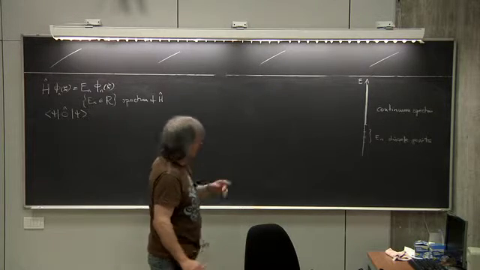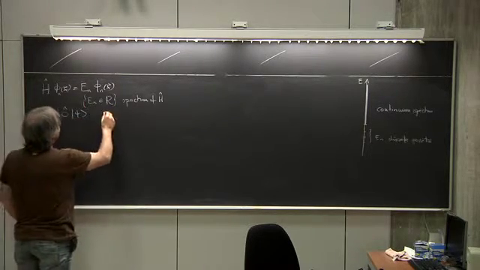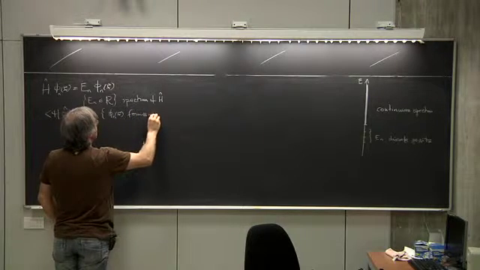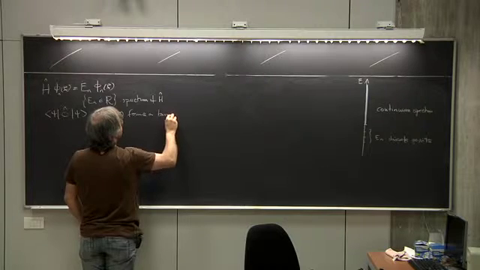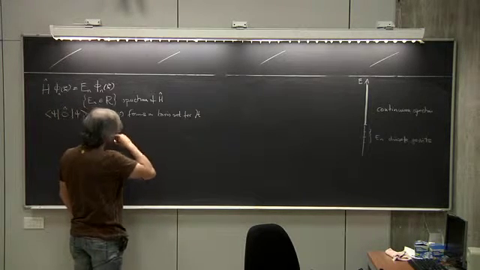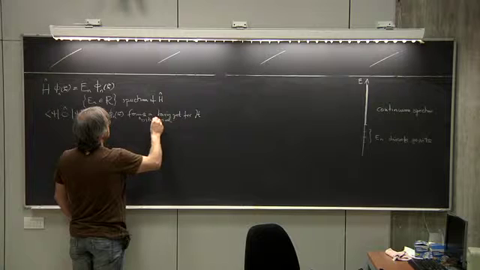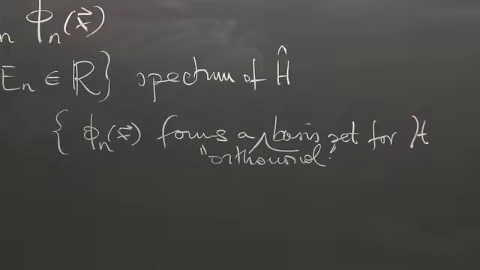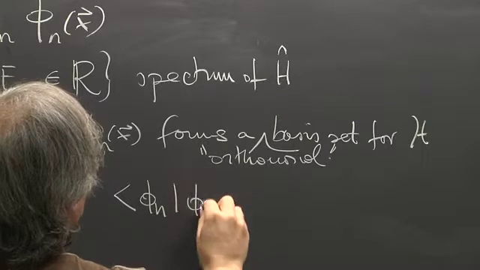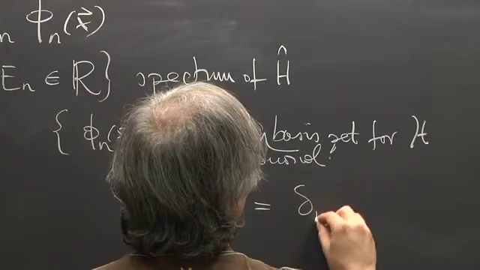Okay. By the way, another aspect of this theorem, which I'm not going to prove in any case, is that the set of all the states phi n of x forms a basis set for the Hilbert space H of the problem, okay, which can be made to be orthonormal. So in my loose notation with n being some label, what I say is that the scalar product of two elements of the basis, phi n and phi m, is either 1 or 0, essentially. Okay? So delta n m.